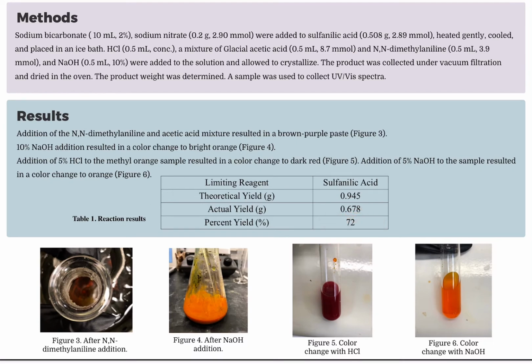During the procedure, after the addition of the N-dimethylaniline, a brown-purple paste was formed, as shown here. After 10% sodium hydroxide was added, the solution turned bright orange, as shown in figure 4. During the pH test, addition of 5% hydrogen chloride resulted in a color change to bright red, shown in figure 5. An addition of 5% sodium hydroxide resulted in a color change to bright orange, shown in figure 6.